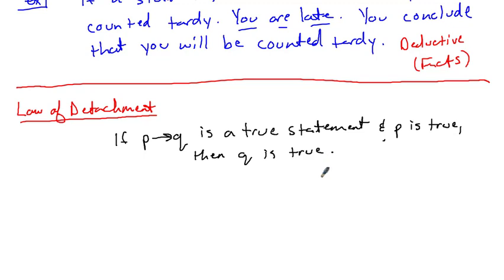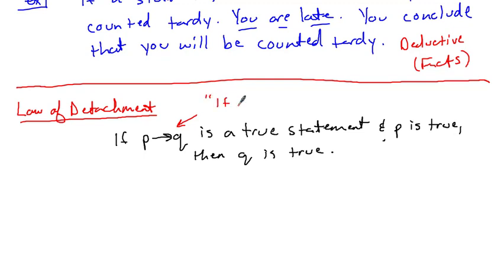Okay, so just write it down. Write the little arrow. If P arrow Q is a true statement and P is true, then Q is true. Now, very important for us, the way that this P arrow Q is read is just like I said it the first time I said it.